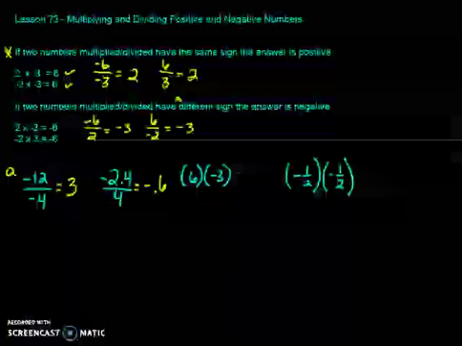This one, we're multiplying here. Go ahead and pause it. This one is negative 18. 6 times 3 is 18. One of them's negative, so our answer is negative. This one here, go ahead and pause it. We have two negatives multiplied together, so our answer is positive. 1/2 times 1/2 is 1/4, so it's a positive 1/4.